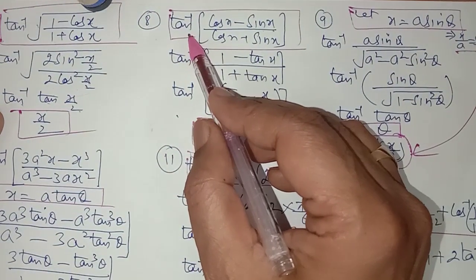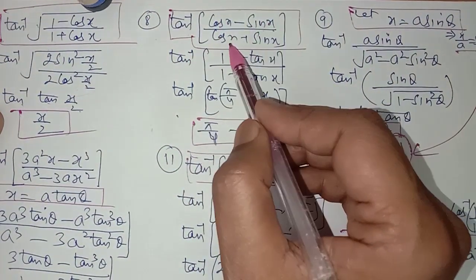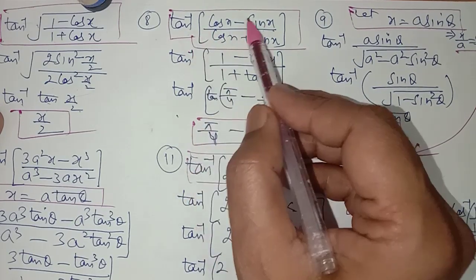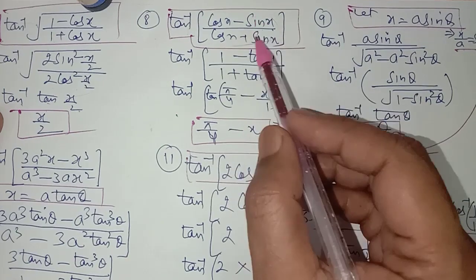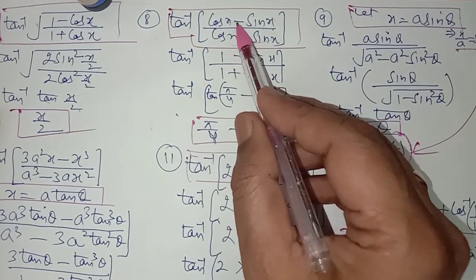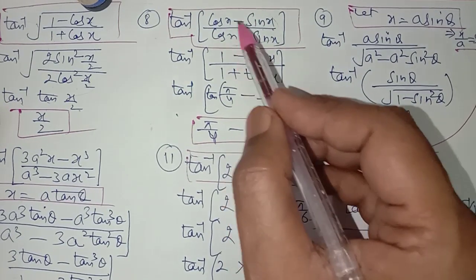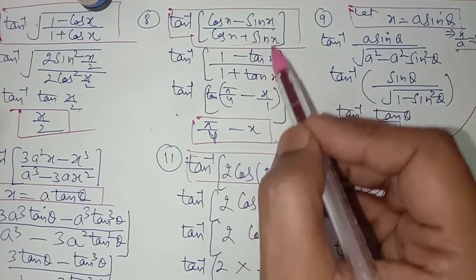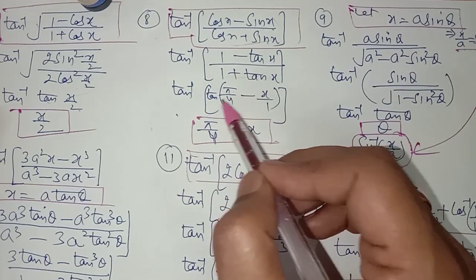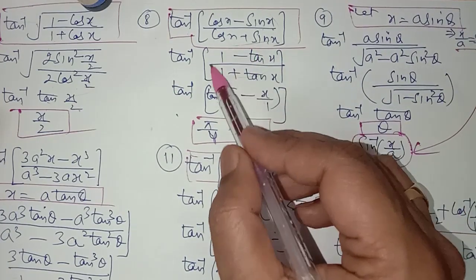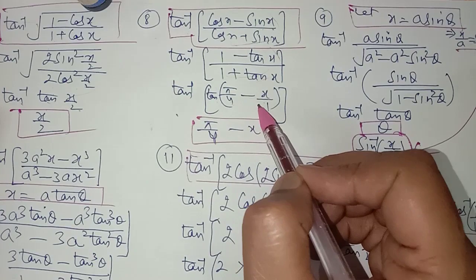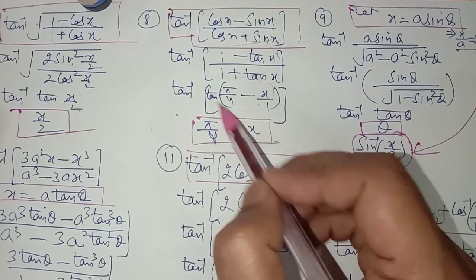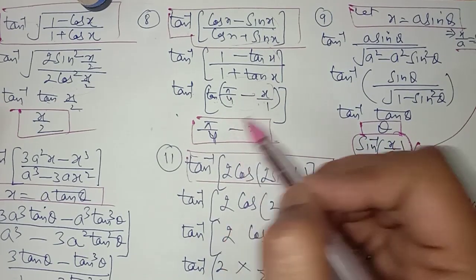Now you have to prove that, simplify this: tan inverse of cos x minus sin x upon cos x plus sin x. Because we have tan inverse here, you should have this expression in terms of tan. You have to use a trick: divide the numerator and denominator by cos x. So this comes out to be 1 minus tan x upon 1 plus tan x. And you know the formula for this, it is tan of pi by 4 minus x. So tan inverse tan of pi by 4 minus x is equal to pi by 4 minus x.